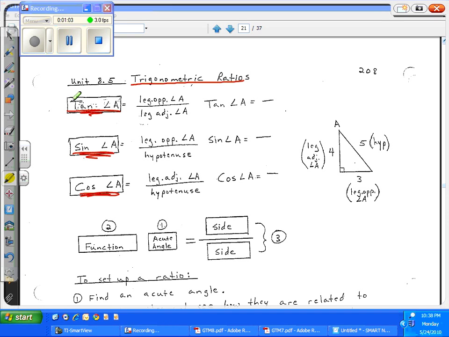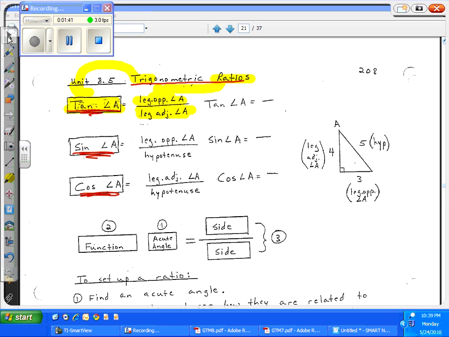So, three trigonometric ratios. The tangent of angle A is equal to the length of the leg opposite angle A over the length of the leg adjacent. You may say, well, where did that word ratio come from? Well, that's what that is. A ratio is a fraction: leg opposite over leg adjacent. Trigonometry, trigonometric, sine, cosine, tangent, ratio. So the tangent of angle A is equal to the length of the leg opposite angle A over the length of the leg adjacent to angle A.